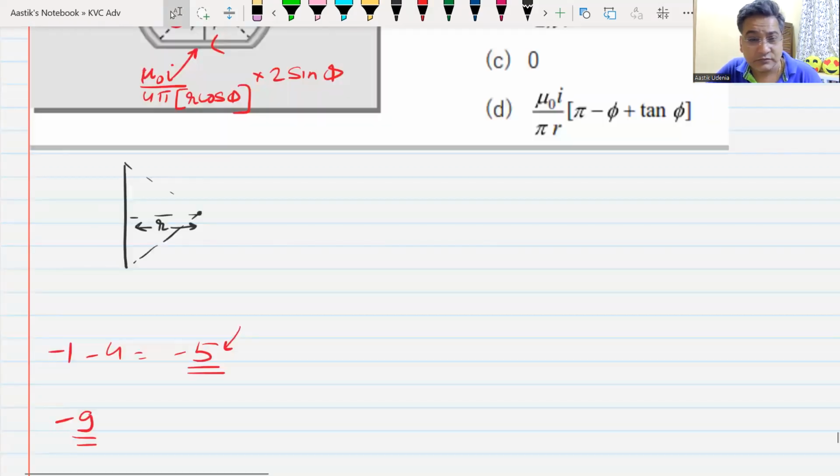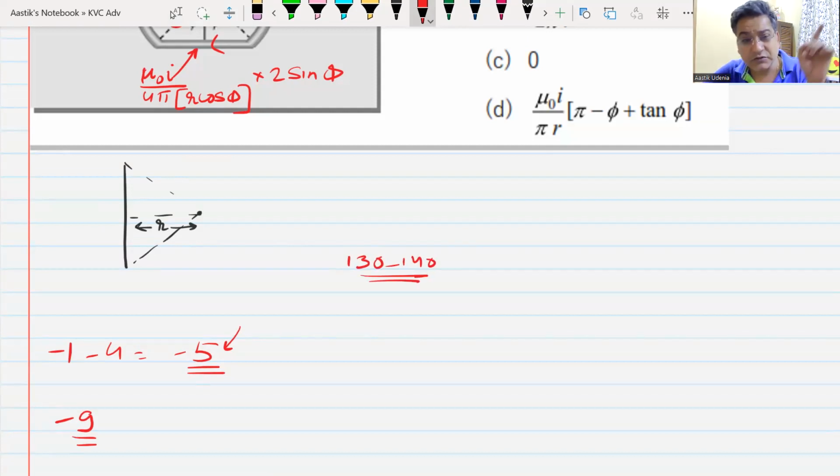Remember, to get to 99 percentile overall in JEE Main, you need somewhere around 130 to 140 marks. That will get you to 99 percentile almost. To get 130 or 140 marks, you only need 40 to 50 marks in physics.